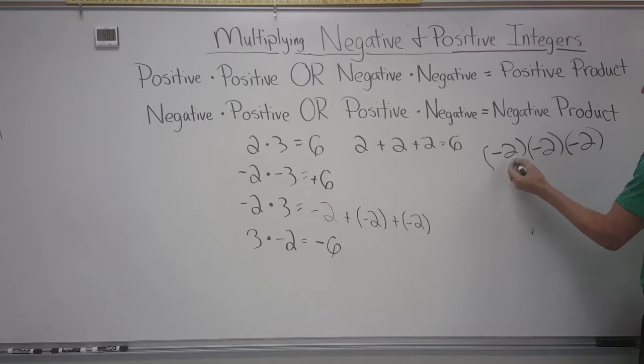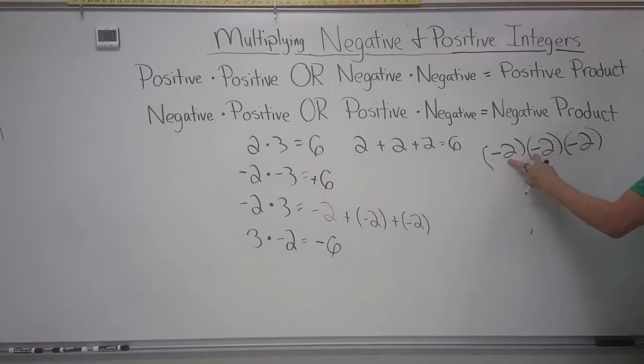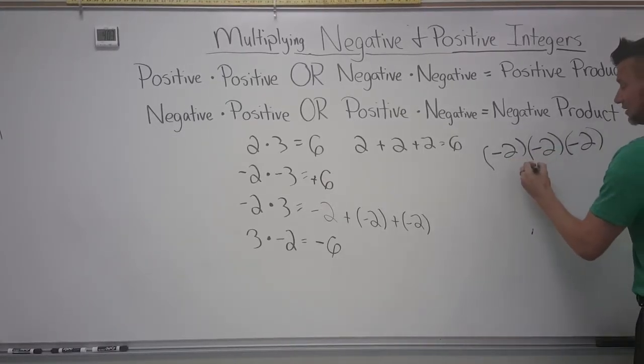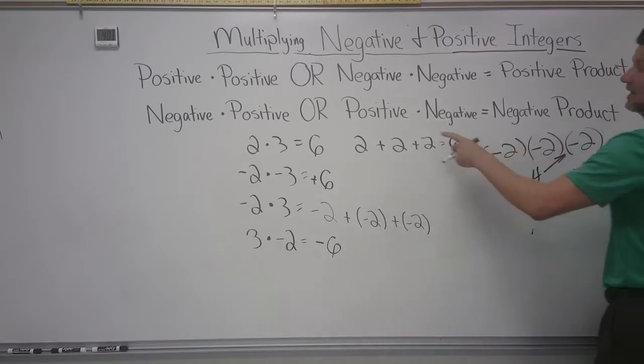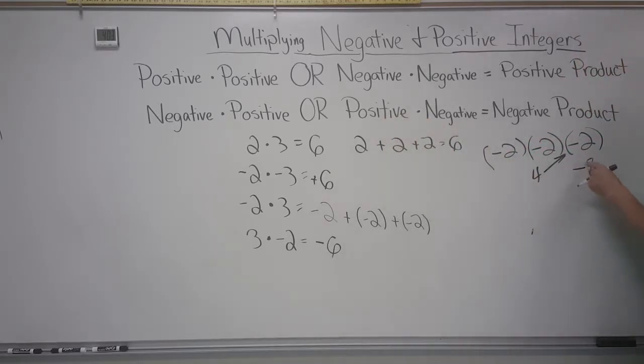So if I have negative 2 times negative 2, well, that's 2 negatives, so that's a positive 4. Now I have to multiply it by the third negative 2. 4 times negative 2 is negative 8. We know 4 times 2 is 8, and because it is a positive and a negative, we get the negative symbol. Therefore, the easier way to do it is count up how many negatives you have, and if it's odd, it will be a negative. If it is even, it will be a positive.